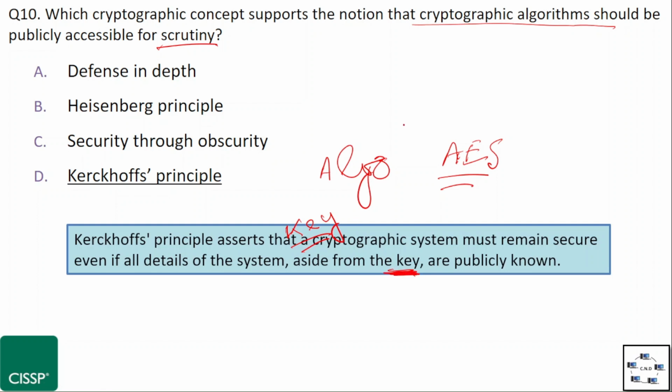So if you disclose everything except the key, then the system should hold its strength and it should not be compromised in any way, and that shows the strength of the encryption algorithm.